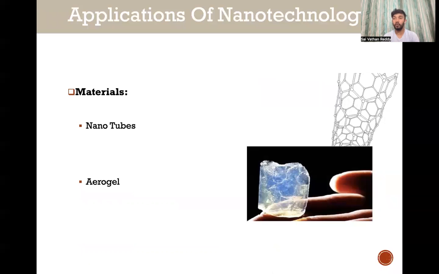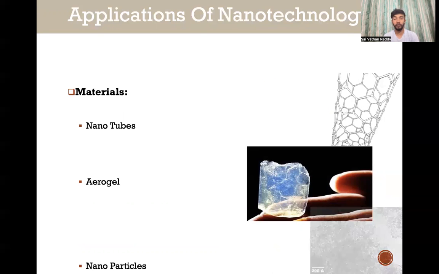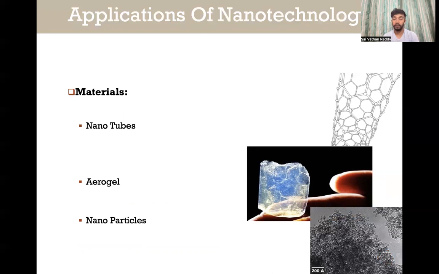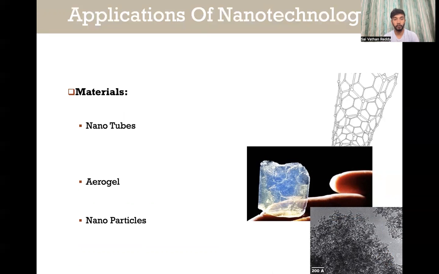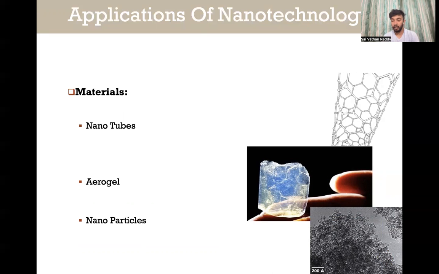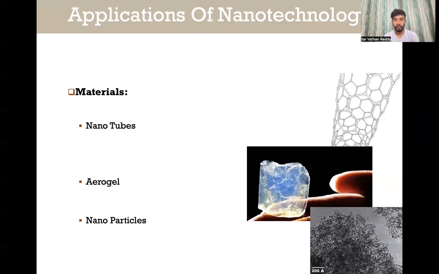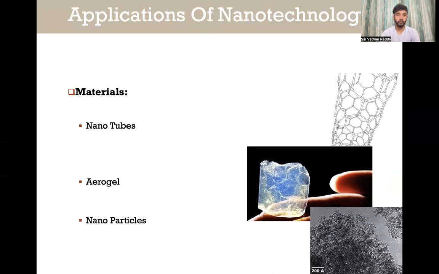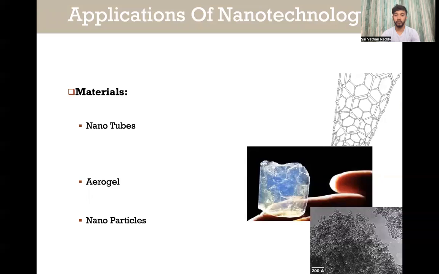How do they use nanotechnology in most of these parts? Nanotubes, aerogel, and nanoparticles make everything possible. Here are the pictures to the right. Some of them are at microscopic levels and some are not. These are just for your idea of how these tubes, aerogel, and particles work.